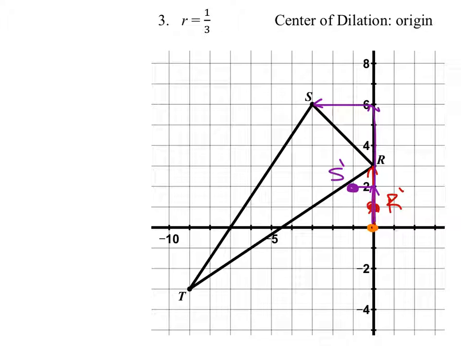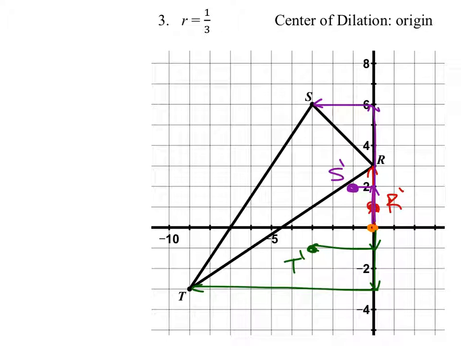All right, next up is T. T goes down 3, and then to the left 9. So we'll just do 1/3 of each of those. We'll go down 1, and then to the left 3. Which gives us this point at T prime.